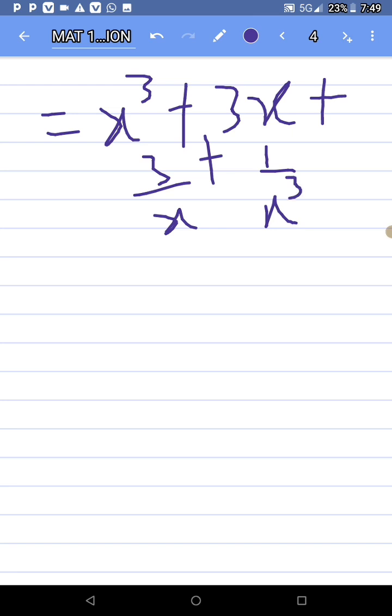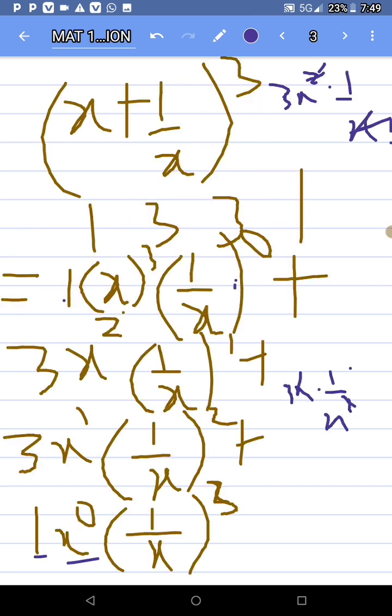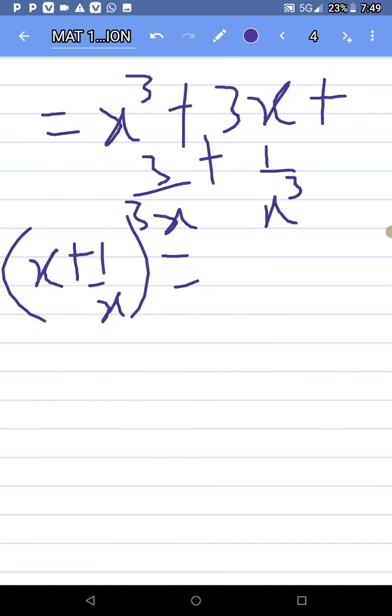Now we have something beautiful. Don't forget, what led to this was x plus 1 over x all raised to power 3. Someone is saying, where do we get that from? That was this here. This was what led to this whole argument. Now we'll continue with what I have.